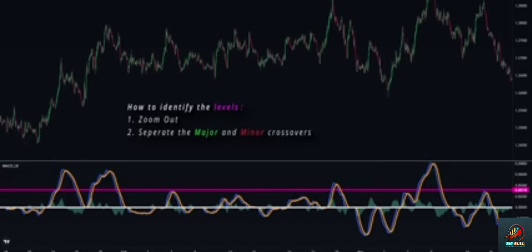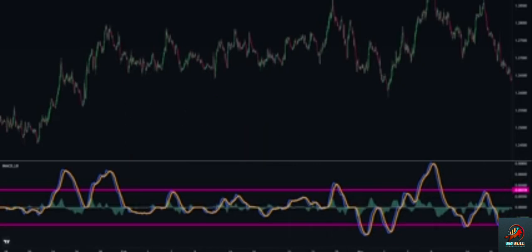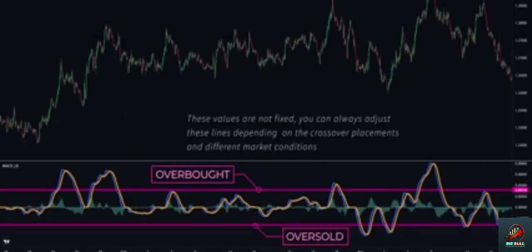Now for your oversold line, you want to place it in the opposite of your overbought line. So since your overbought line is at this value, I'm going to place it at the negative of that value. And so this will be your overbought and oversold levels. Now keep in mind, these values are not fixed. You can always adjust these lines depending on the crossover placements and also the different market conditions. So if you want to use this indicator on another pair, you would need to adjust new overbought and oversold levels based on the market conditions of that pair.